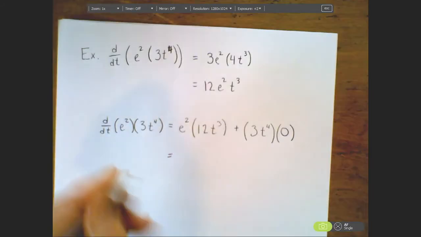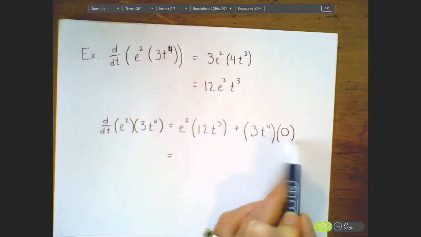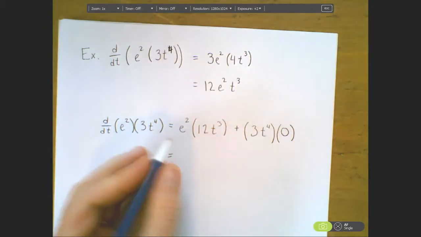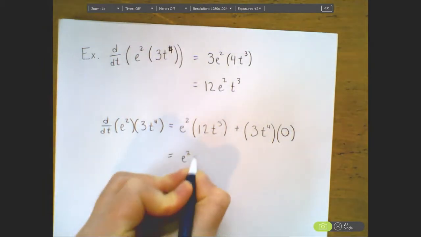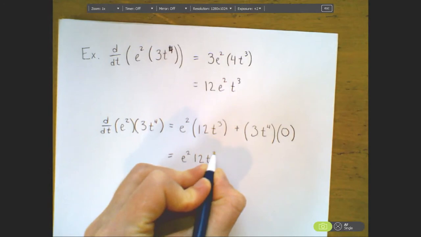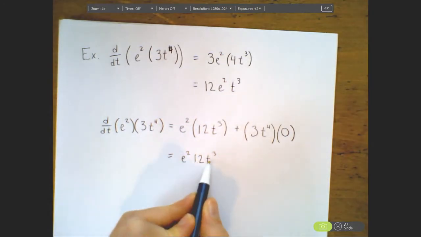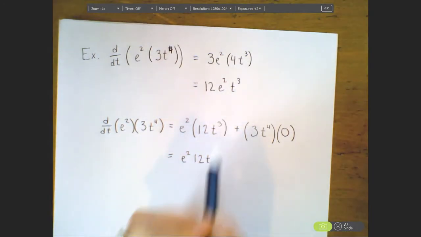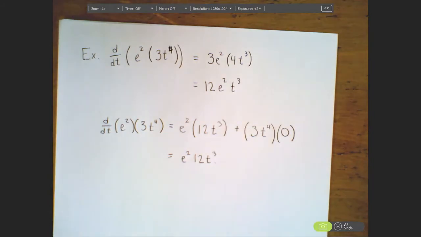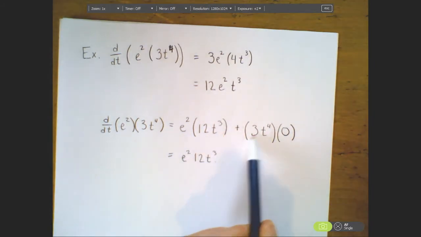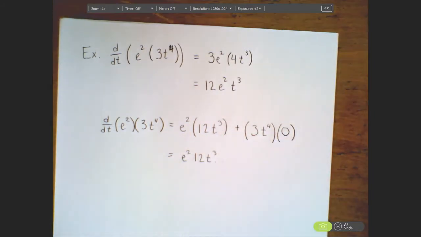So because of that, we see that this second term is actually just equal to 0, and my derivative becomes e squared 12t cubed, which is exactly what we saw up above. So even if you do apply product rule, it'll give you the same answer because the derivative of that constant is 0.